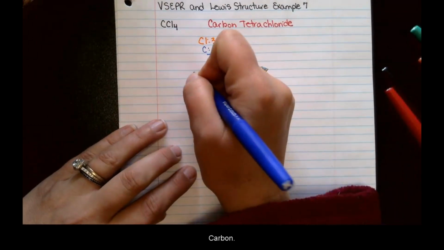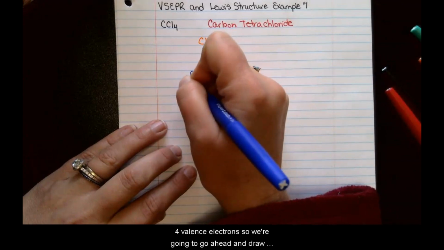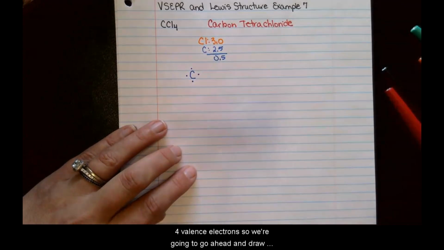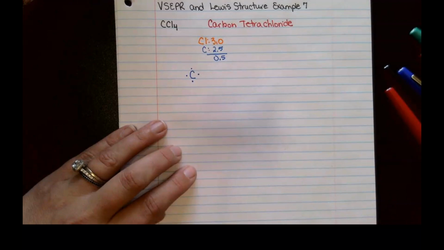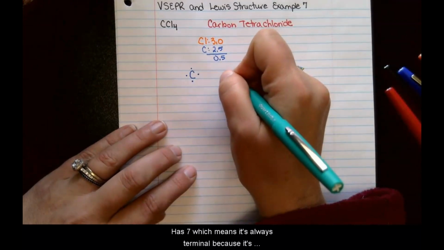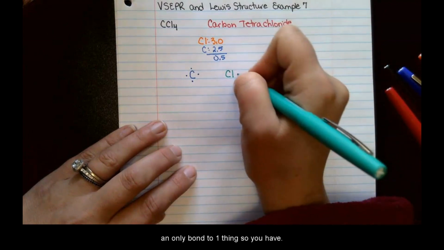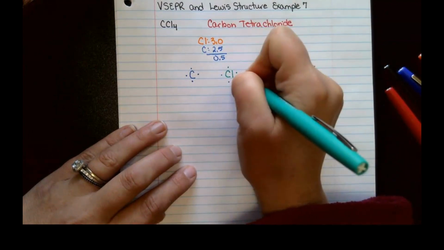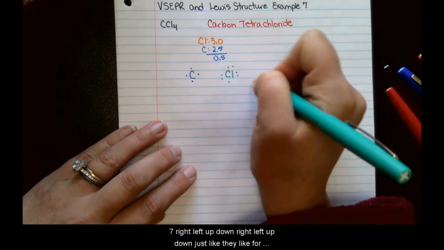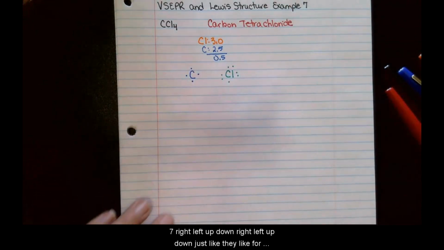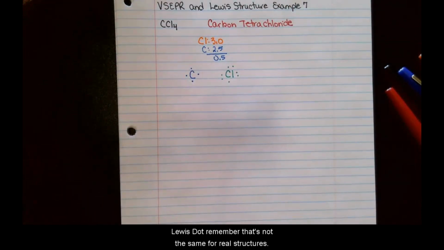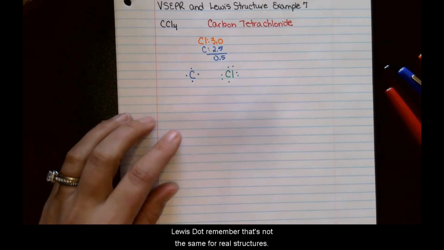So remember, carbon has 4 valence electrons, so we're going to go ahead and draw that on our Lewis dot. And chlorine has 7, which means it's always terminal because it can only bond to one thing. So you have 1, 2, 3, 4, 5, 6, 7, right, left, up, down, right, left, up, down. Just like they like for Lewis dot. Remember, that's not the same for Lewis structures.